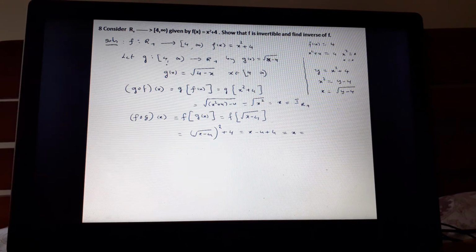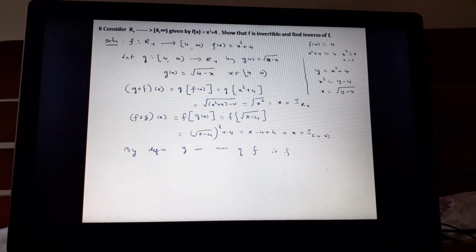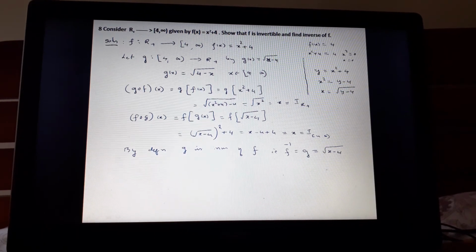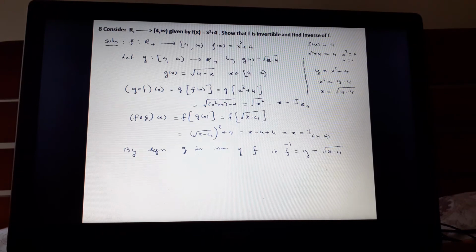Now, what is the domain of G? Domain of G is 4 to infinity. Therefore, I have to write here I 4 to infinity. So therefore, by definition, G is inverse of F. That is F inverse equal to G, and that is equal to square root of x minus 4. So this is the second method of proving. Same you can also try by showing that it is 1-1 and onto, then writing the inverse function. So this is the 8th question.